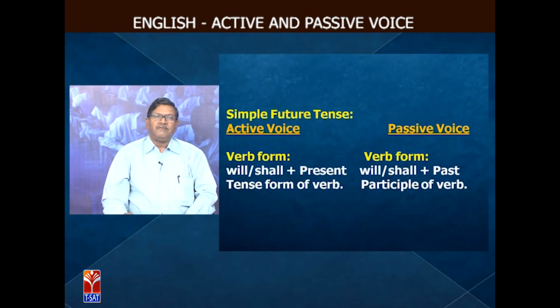Next, simple future tense. Here the verb form will be will or shall, with the present tense form of the verb. I shall write a letter. That is in the simple future tense. She will make cakes. She takes will, the helping verb. I shall write, here the helping verb is shall.